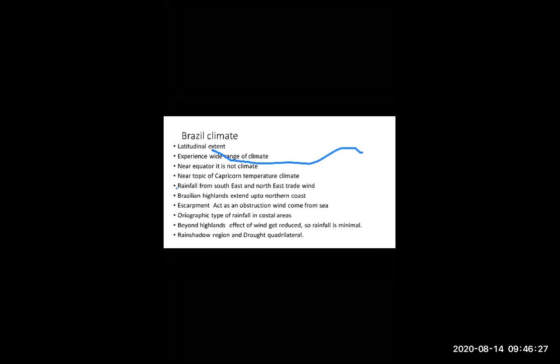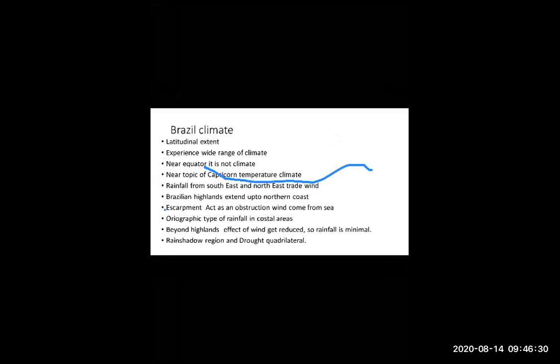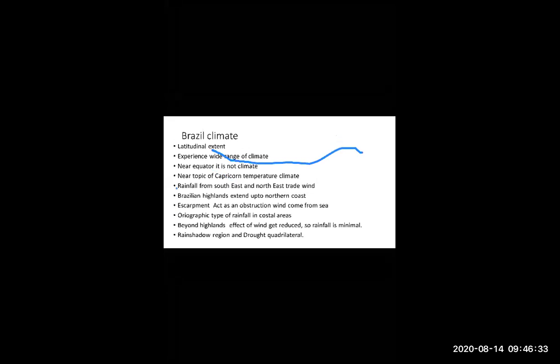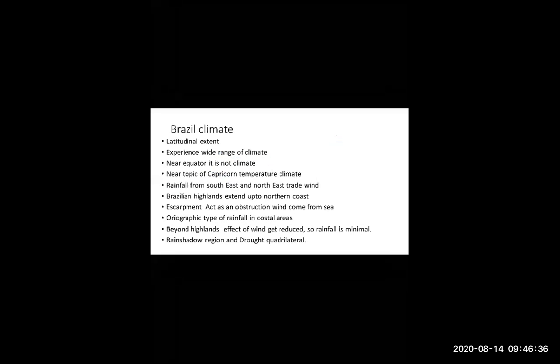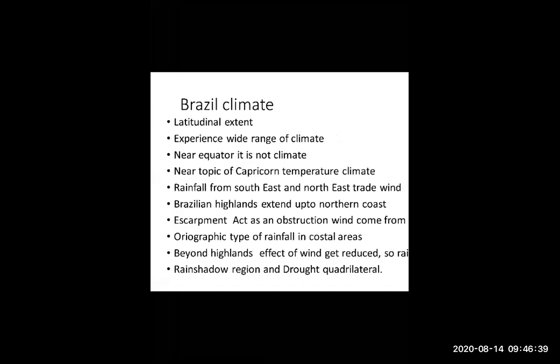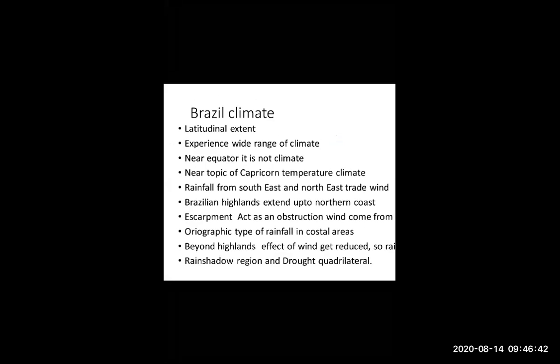Just look at this, students. Brazil has a latitudinal extent, and because of this, it experiences a wide range of climate. And near equator, that is the wrong sentence. Near the equator, it is a hot climate. Why is it always a hot climate? Because it is near the equator. And near the Tropic of Capricorn, there is a temperate climate. That is a spelling mistake. Near the Tropic of Capricorn, there is a temperate climate. So we will see each and everything one by one.